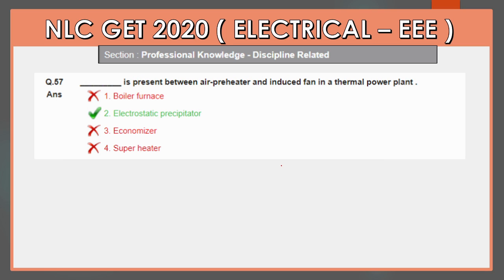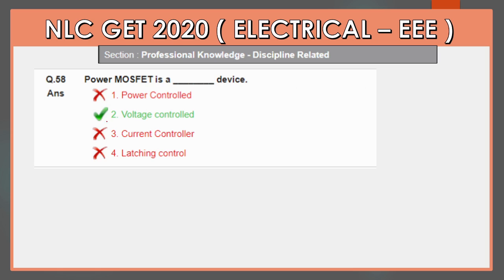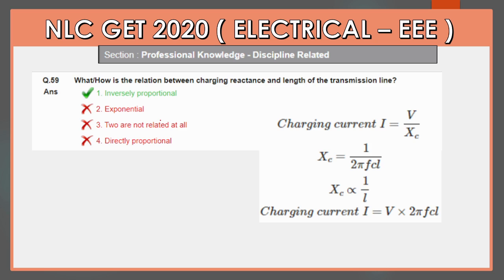Let's see next question. Dash is present between air preheater and induced fan in a thermal power plant. This is also a direct question. The answer will be electrostatic precipitator. Next question, power MOSFET is a dash device. It is also a direct question. The answer will be voltage control device.